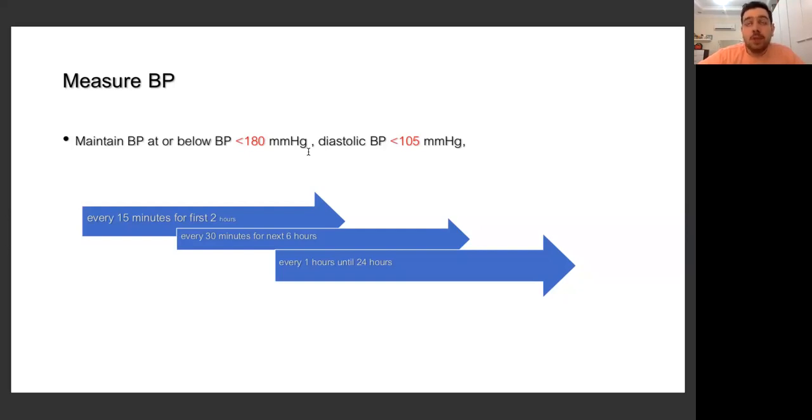So that's why we cannot really lower the blood pressure that much. If the patient is having a very high blood pressure above 180, then yes, we try to lower it a little bit, but we don't lower it to the normal level, because at this level, a lot of the ischemic area can become compromised.